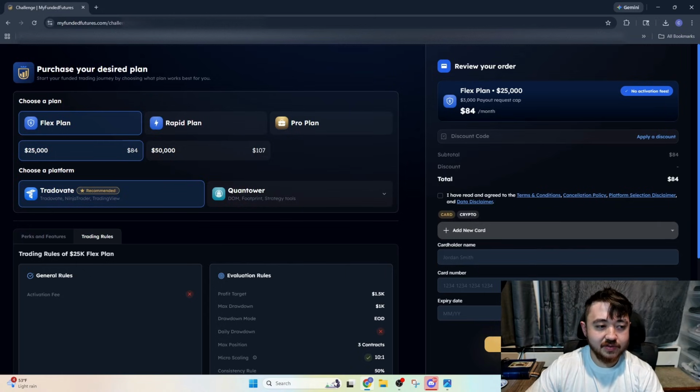So we got some big updates with MyFundedFutures and Topstep and some other stuff. And right here, MyFundedFutures, if you guys didn't know, they had a flex plan. They came out with it around 2 weeks ago with the 50k, but if you guys didn't know, they came out with a 25k account. So they don't have a 25k account for the other plans, but they have a 25k for the flex account.